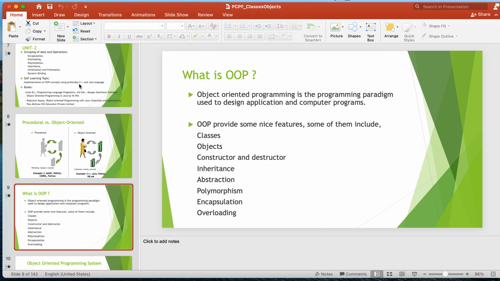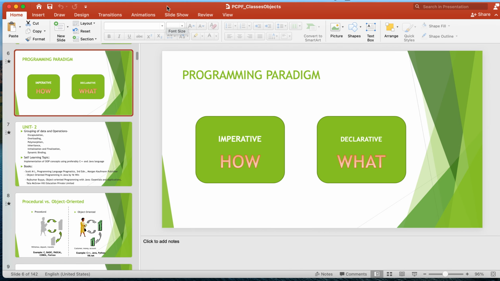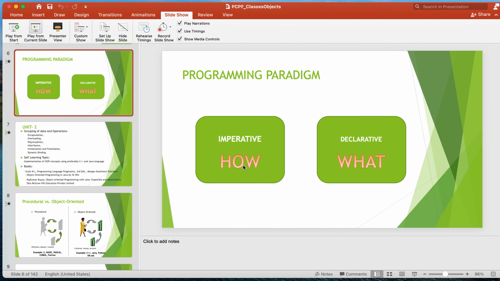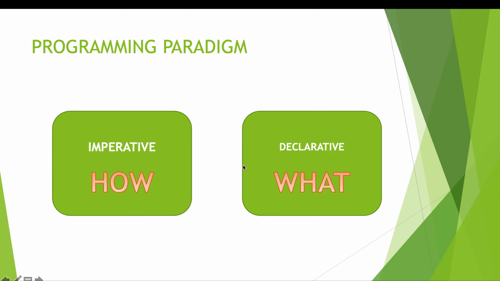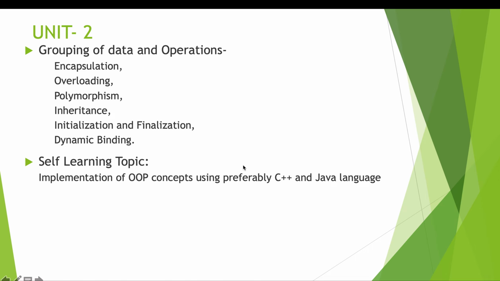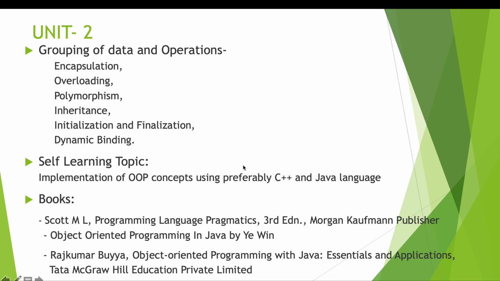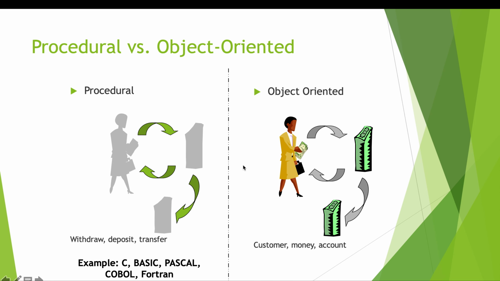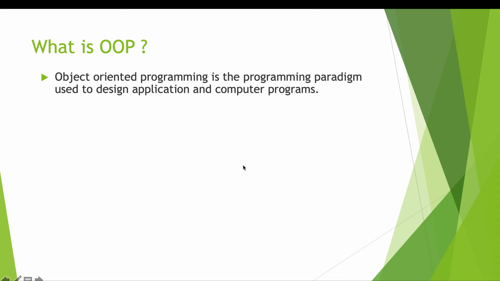Okay, so we'll start with unit 2. We have already discussed in our last lecture what is imperative and declarative programming paradigm. Now today we're going to explore the imperative one, and within imperative one the object oriented programming paradigm. We have already seen this in the last lecture, the books and all that we need to refer. I think this slide also we have covered, and this is what we have to start today's lecture with.